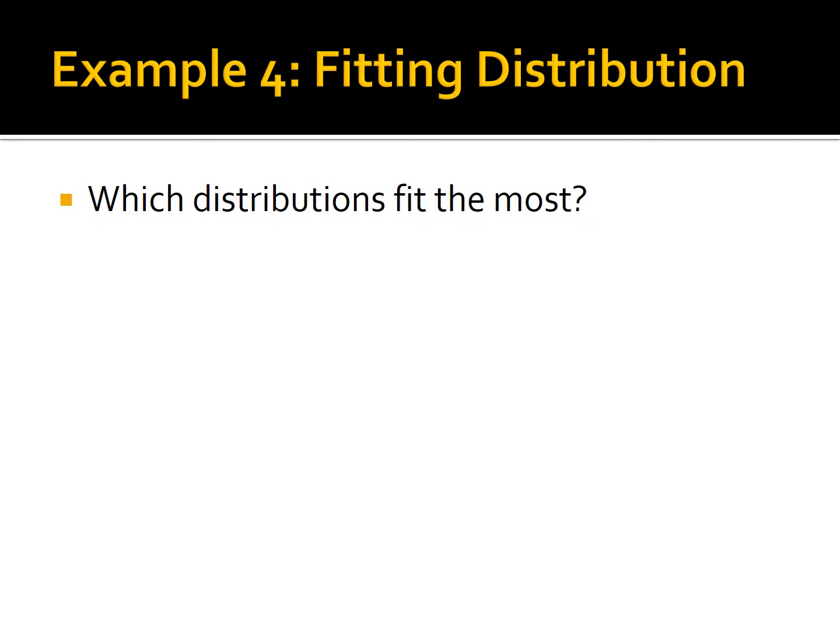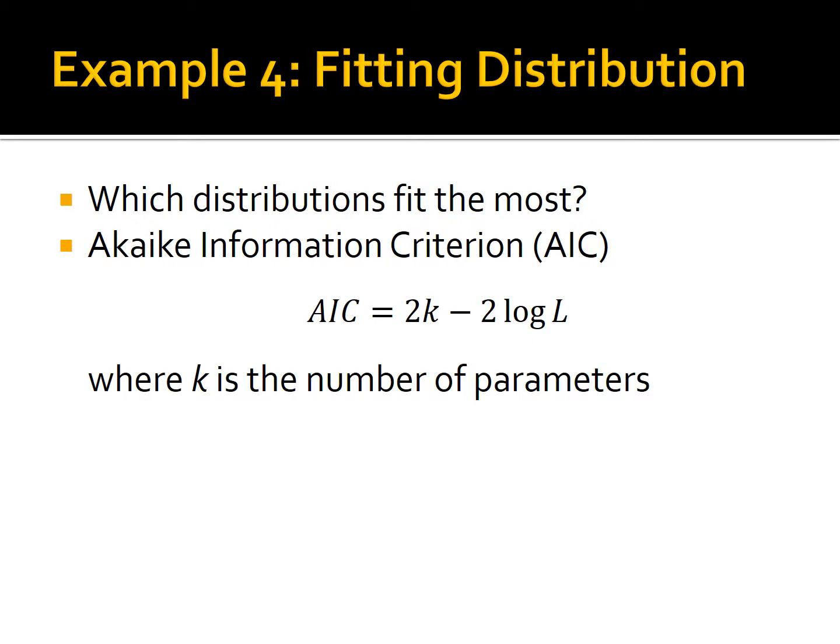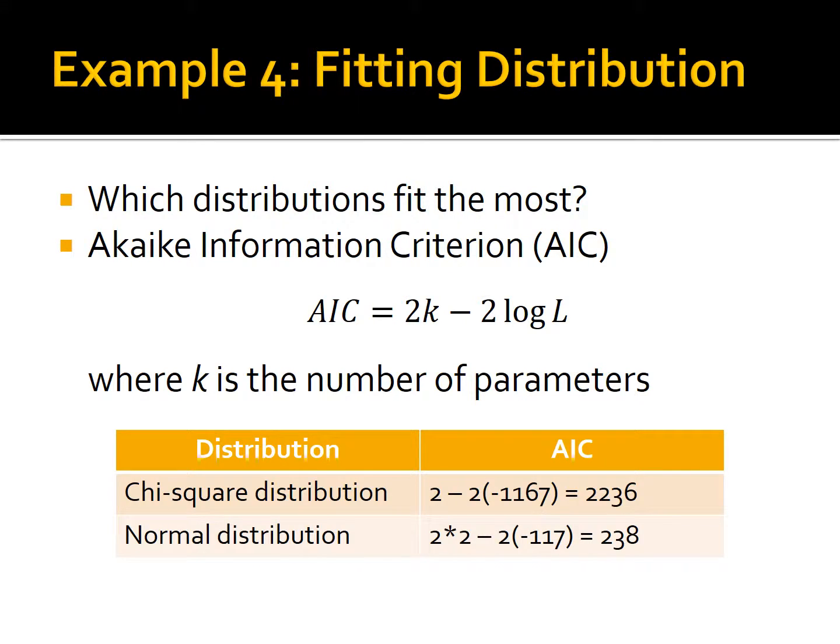However, which distribution fits the most? We know the chi-square distribution and we know the normal distribution, so we can calculate the likelihood of both distributions. Which one fits the attitude rating variables best? We can use AIC. For example, AIC would be 2 times the number of parameters minus 2 times the log likelihood, where k is the number of parameters.